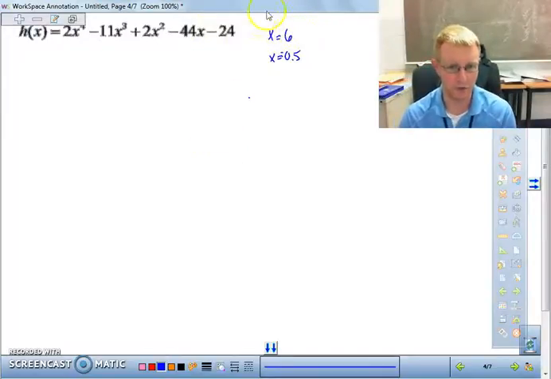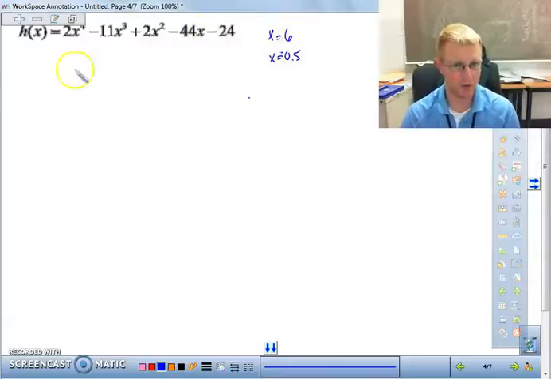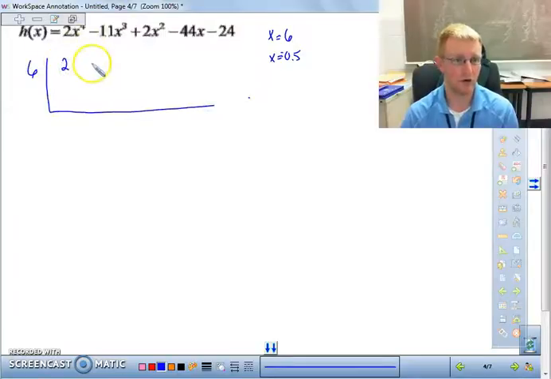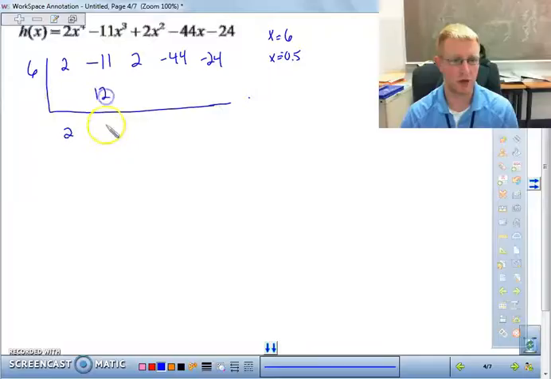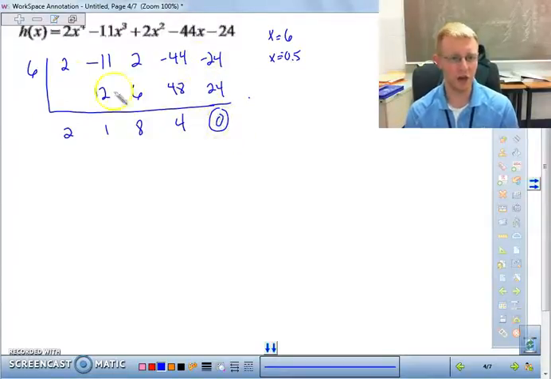of these. So what I'm going to first do is synthetically divide with my 6. We're going to check to make sure that this is one of our zeros. And remember, for it to be a zero, it has to give us a remainder of 0 at the end. So we go through 6, we bring down the 2. This is 12, 1, 6, 8, 48, 4, positive 24, 0. Perfect. So because we got 6 as being one of our zeros, we verified it.